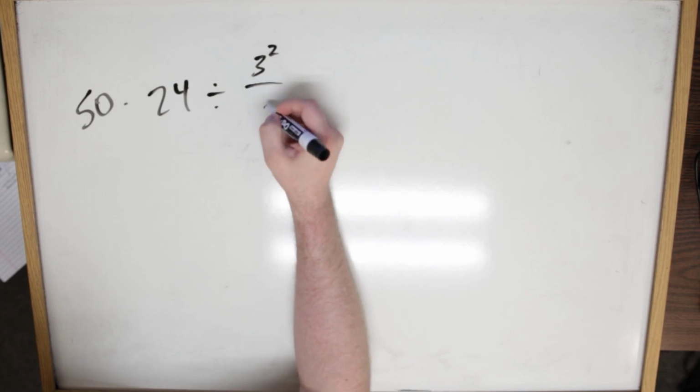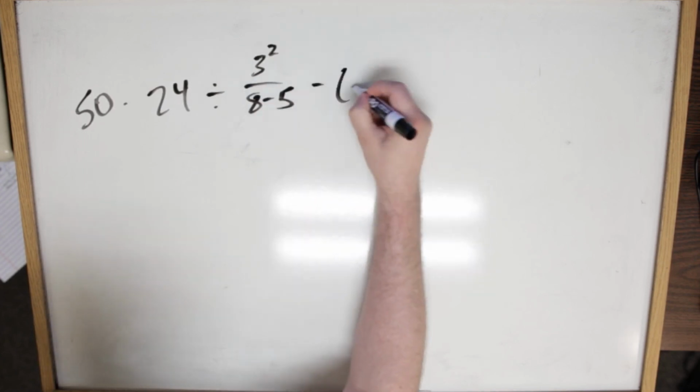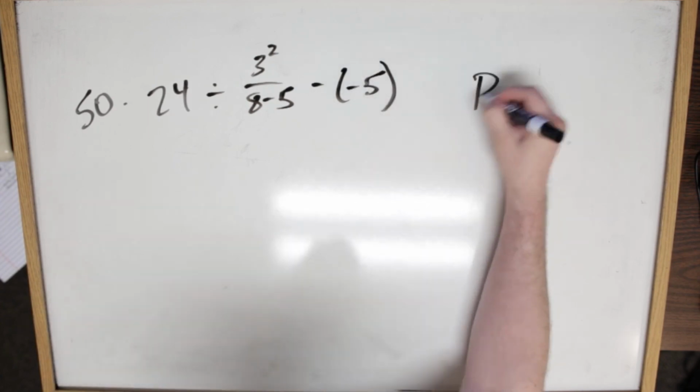3 squared all over 8 minus 5 minus a negative 5. All right, so let's get our PEMDAS.